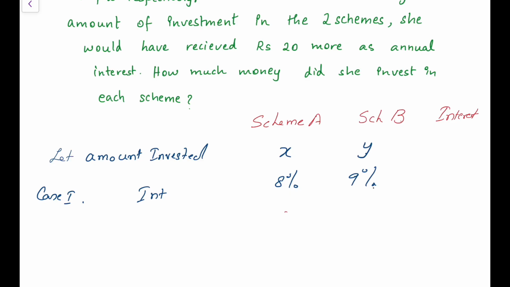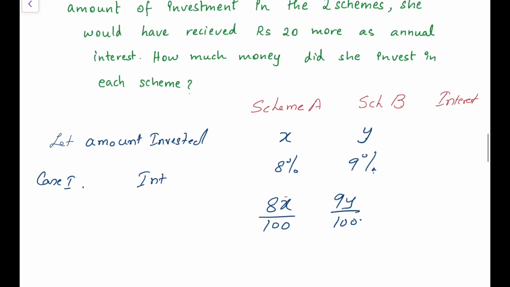Okay, so interest is 8% and 9%. So we will find the total interest. So interest she receives will be, it is for 1 year, so 8x by 100 and 9y by 100. So the amount she has received will be 1860.